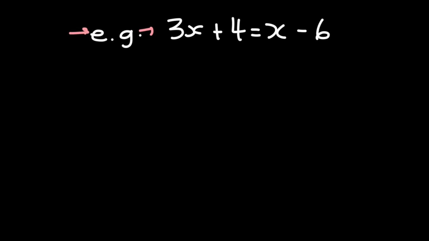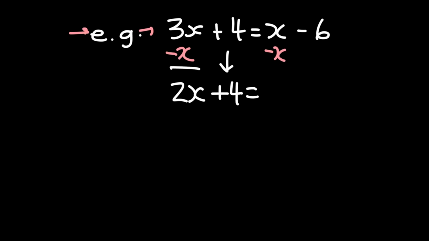So what we've got to do is minus the letter from the right-hand side onto the left-hand side. And we put them underneath each other because we can only collect like terms. So if we minus x off both sides, 3x take away x is equal to 2x. We still have a plus 4 there. We haven't done anything to that yet. That's gone. We've gotten rid of it. It equals negative 6.